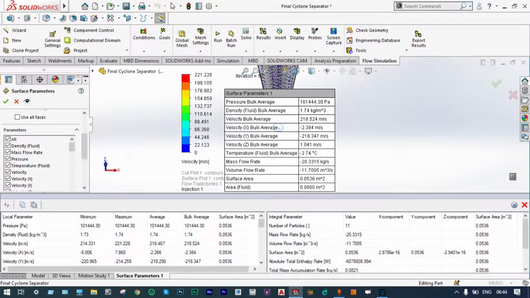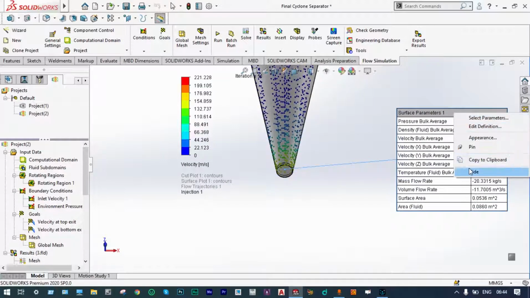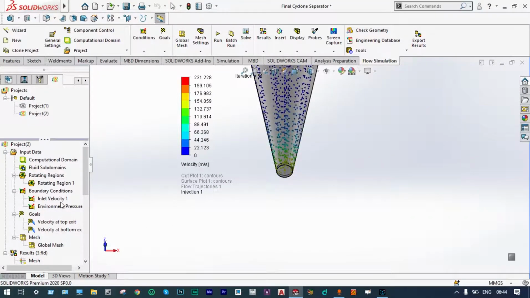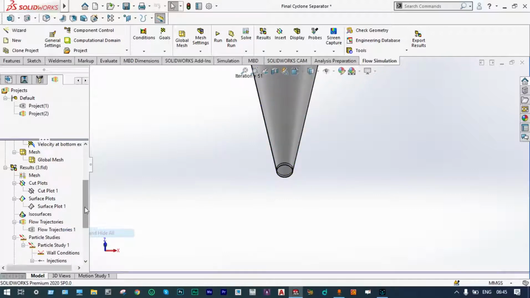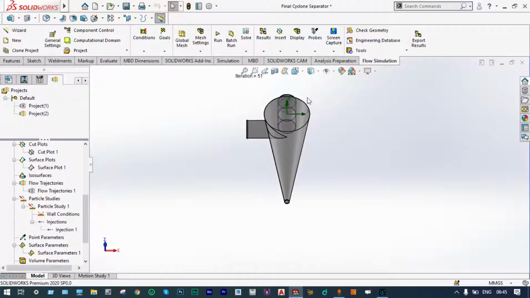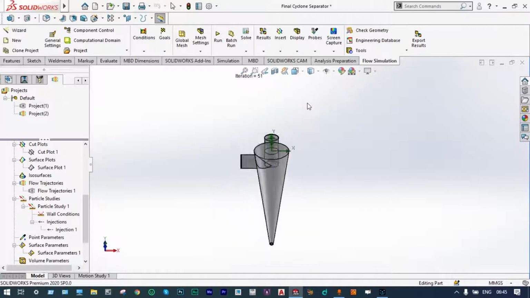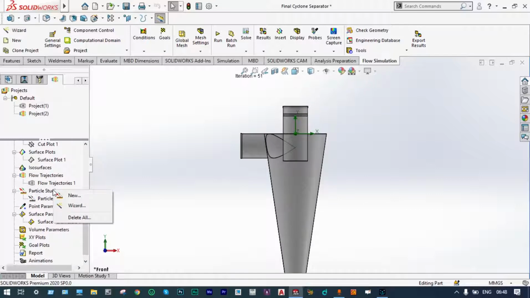Okay, so let us close these things. Let us hide this part, and we have to go for different particle study. We can clear and hide this one. Let us hide this injection. Next to that, we want to go for another particle study with different diameter. So, particle studies, and we can start with wizard.